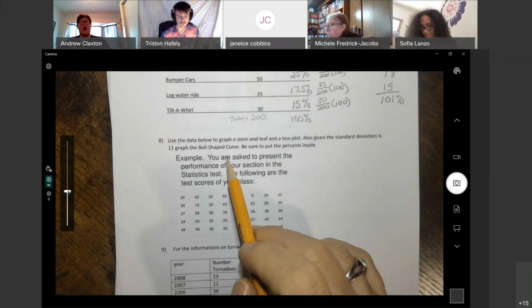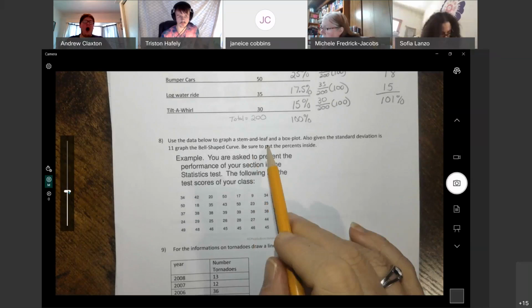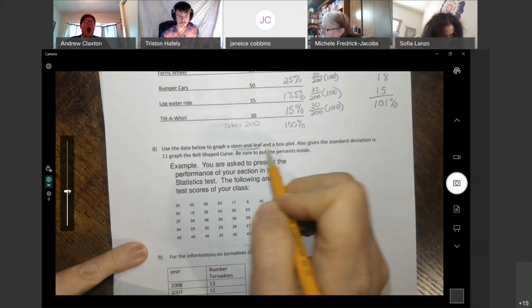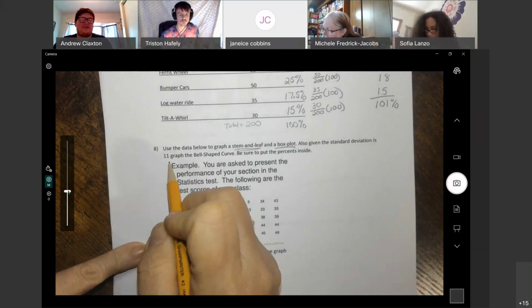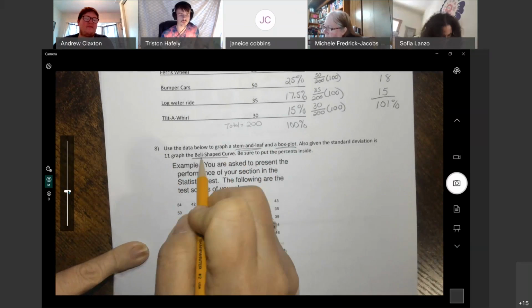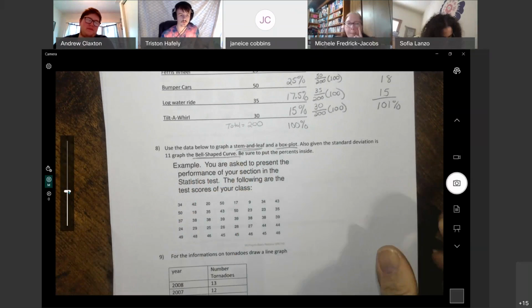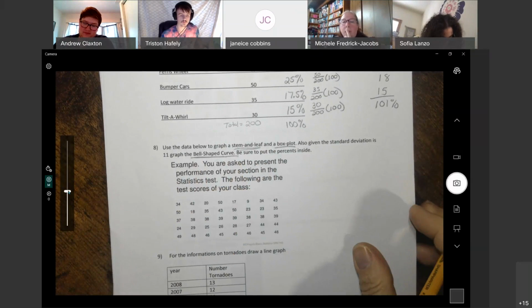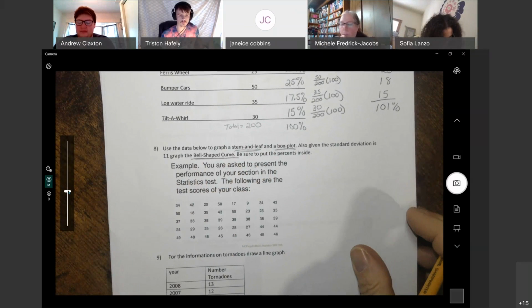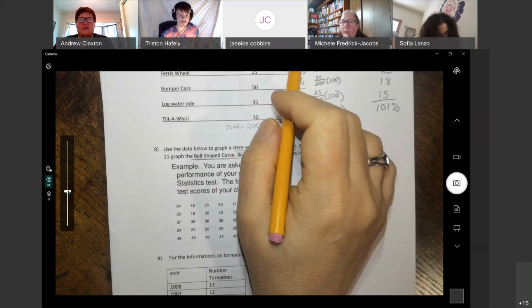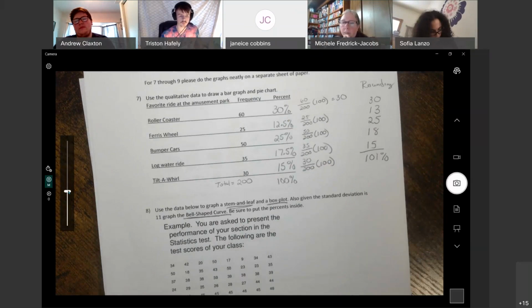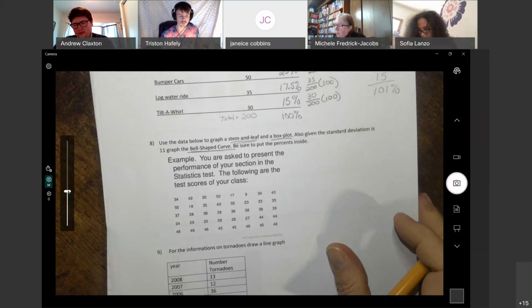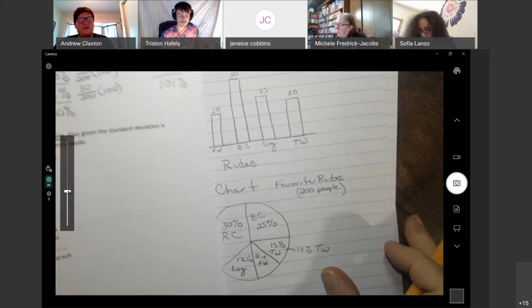This one says, use the data below to graph a stem and leaf, a box plot, and also given the standard deviation, make a bell-shaped curve. So this one needs 3. And I recommend, well, it even says to do it on a separate sheet of paper, all of these. Okay, so the first one is the stem and leaf.